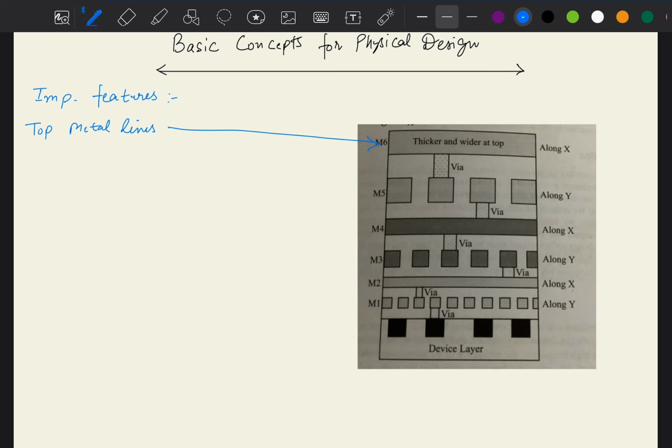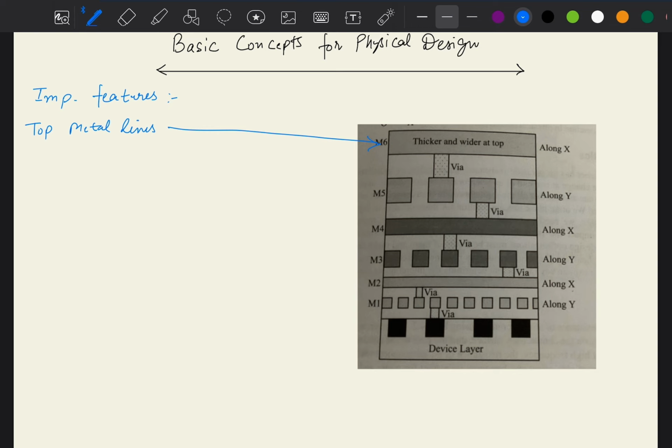So the thickness of the interconnects in different layers can be different. As we can see in this diagram, the thickness of interconnect layers increases from the bottom of an IC toward the top. So we can see the thicker layer of interconnect at the top and the smaller layer of interconnect at the bottom.